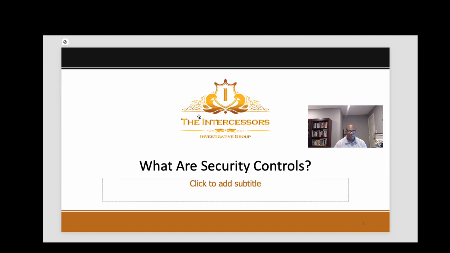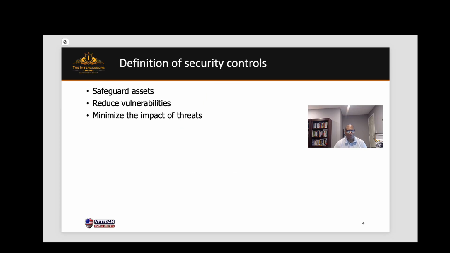Let's kick off things with a big picture view. What exactly are security controls and why do they matter? Think of security controls as the tools, policies, and actions we put in place to protect our digital world. Whether it's your personal data or a massive corporate network, security controls are the front line and backup defense systems for your organization or your home. They serve three major purposes: to safeguard assets, to reduce vulnerabilities, and to minimize the impact of threats.